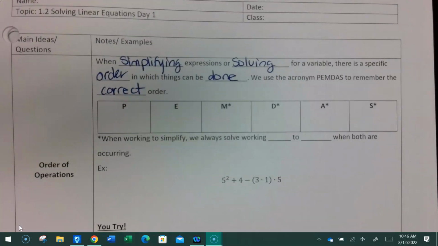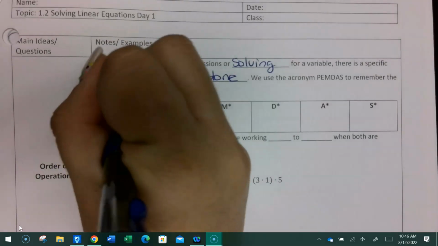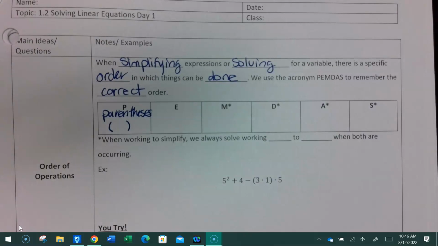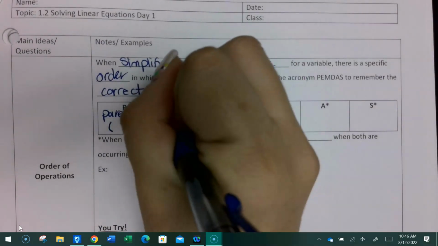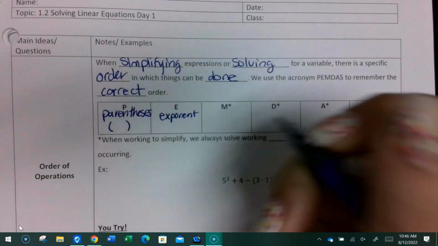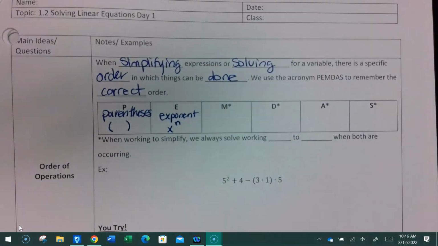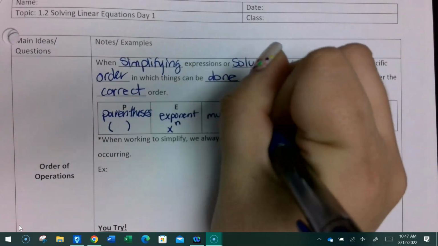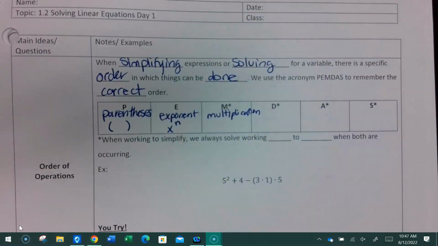Okay, so you should have heard of this before. What does P stand for? Parentheses. Okay, E, I think I heard this one. What was it? Exponent. So that's the little tiny number up top. Okay, M stands for? Multiplication. Division.